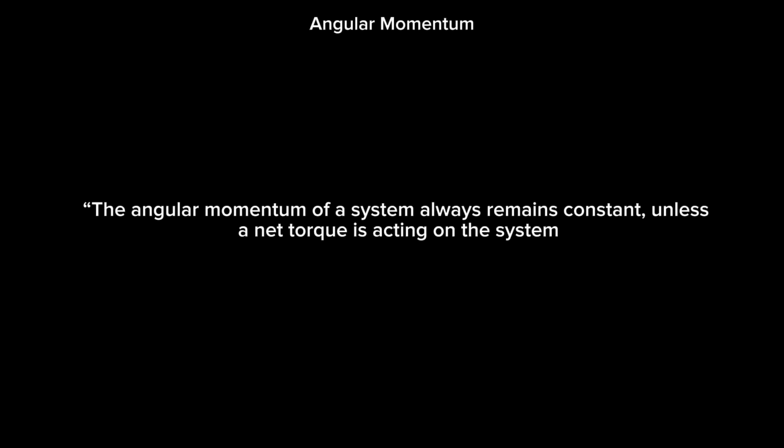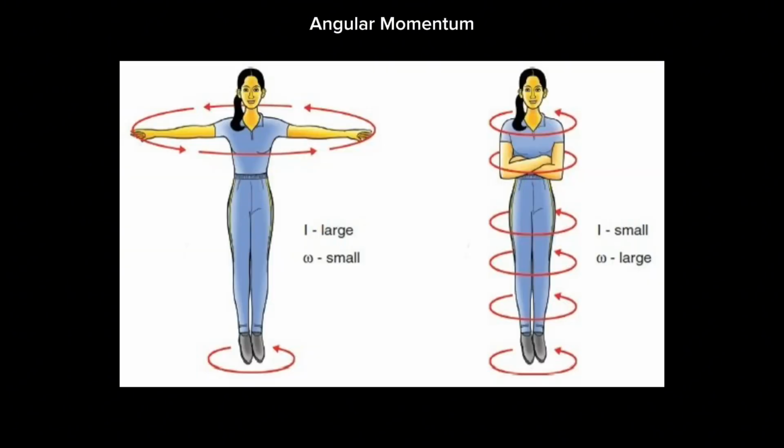Similarly, the conservation of angular momentum states that the angular momentum of a system always remains constant unless a net torque is acting on the system. In the concept of figure skating, this means that a figure skater will keep spinning at the same rate and in the same direction, unless something else forces them to change.